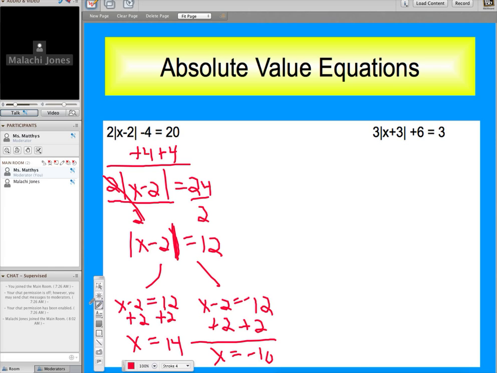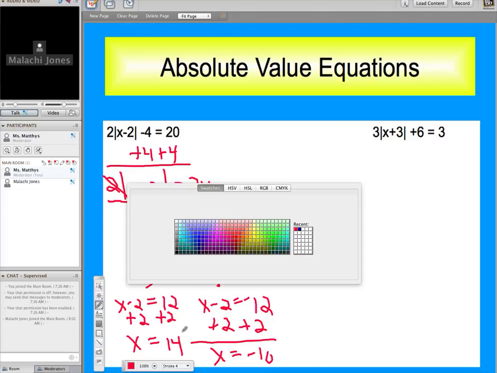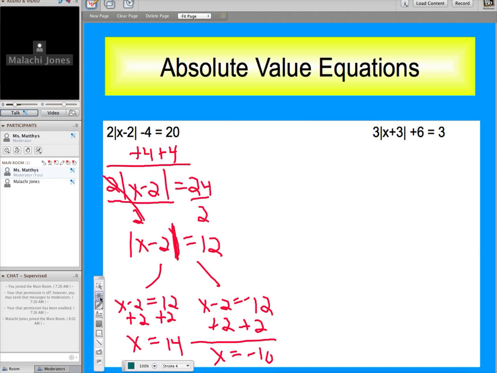I think this is it for absolute value. Okay. Let me pick a different color. Okay, on this one here, it's the same kind of deal. We've got the 6 that's attached to the bars and the 3 that's attached to the bars. So what do you want to get rid of first? The 6. Okay, so I'm going to subtract 6 on both sides.